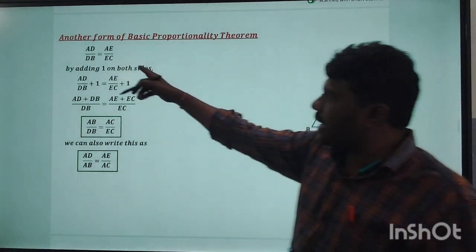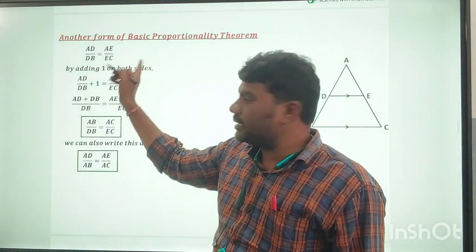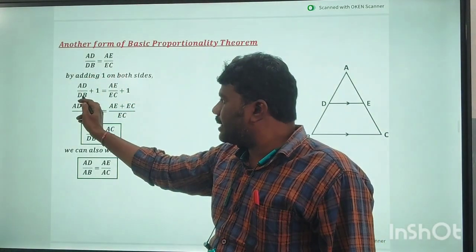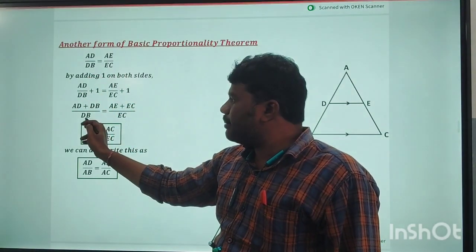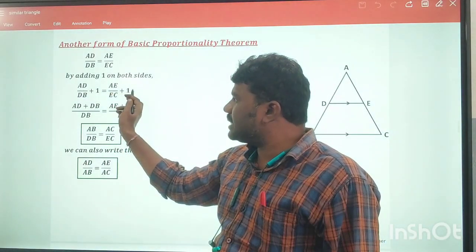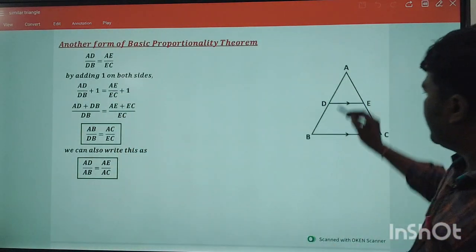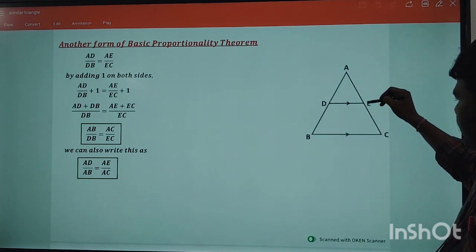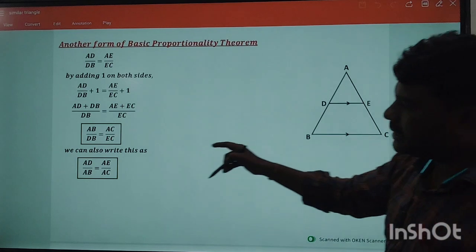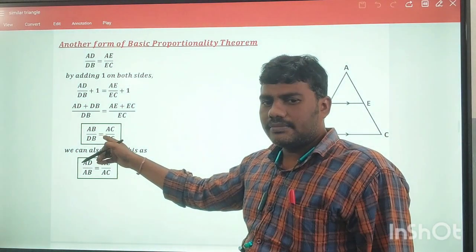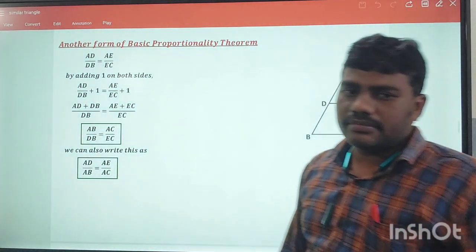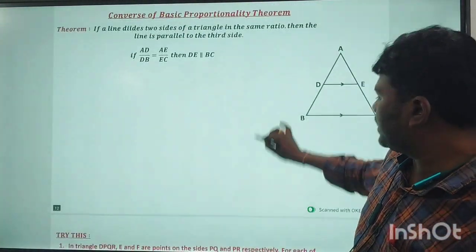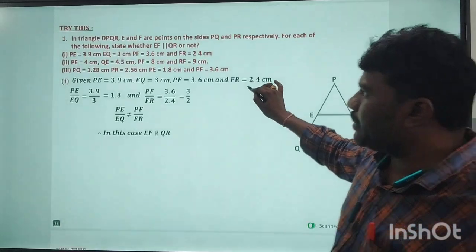AD by DB equal to AE by EC, by adding 1 on both sides. So AD by DB, both sides adding 1, plus 1. So plus 1 means DB by DB, AD plus DB by DB. Here plus 1, AE plus EC by EC. AD plus DB equal to what? AB. And AE plus EC equal to what? AC. This is right. Okay, so this is the basic proportionality theorem. Next, the converse. Here some example questions are given.